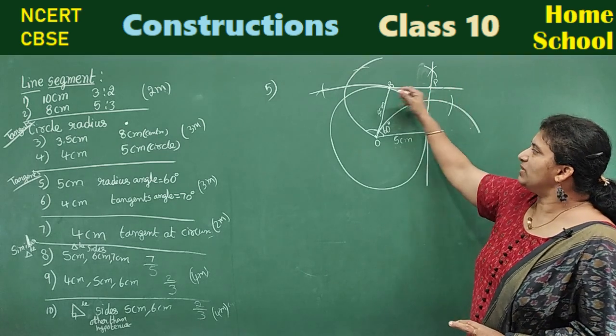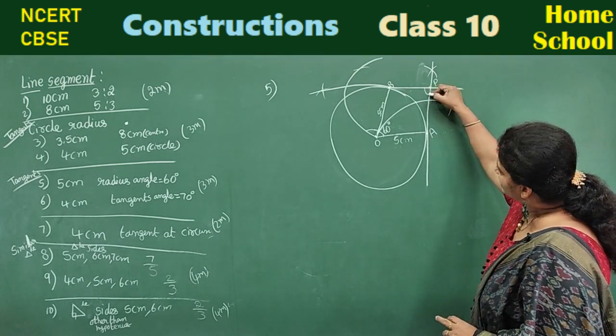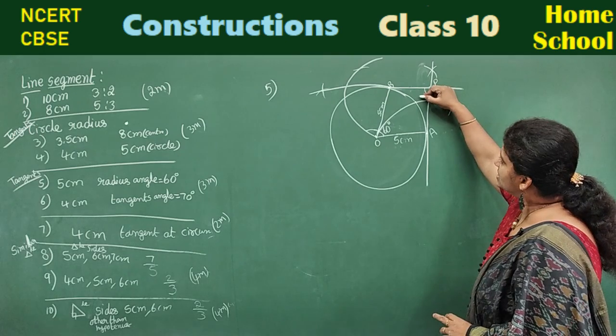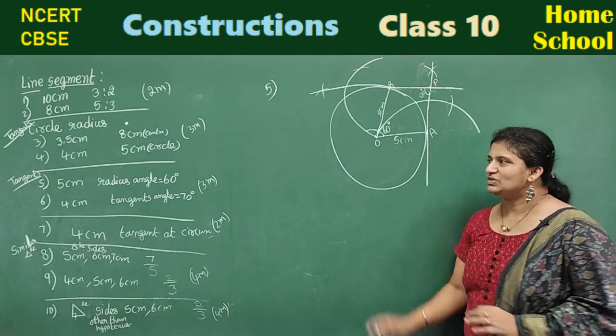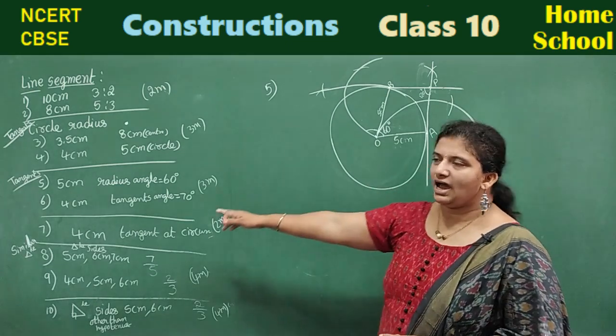PA and PB are the required tangents. If you measure with a protractor, this angle will be 120 degrees. Okay, in the same manner, another problem.